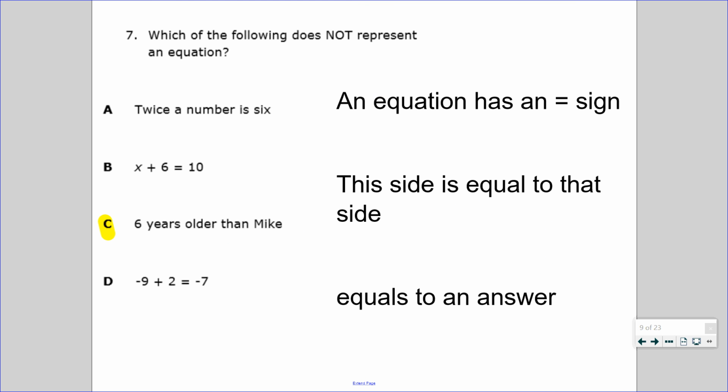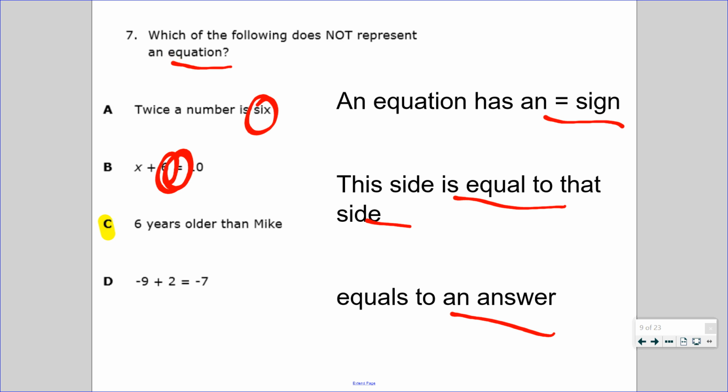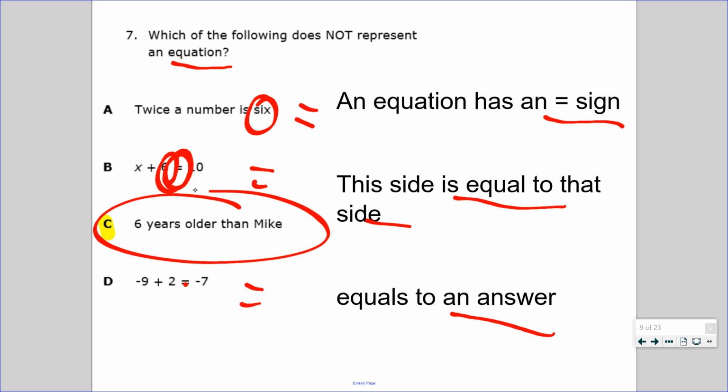All right, number 7. What makes an equation? An equation has to have an equal sign. It has to equal an answer. This side is equal to that side. So this is an equation. Oh, the question said which one is not an equation? Well, this is an equation. This is equal. Twice the number is 6. They said the answer is 6, so that's an equation. This is an equation, so it's supposed to be C.